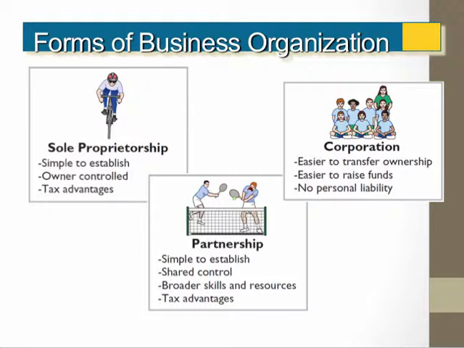Depending on the nature of the business and how you might think it might grow, you may choose one of these possible forms. The simplest form is the sole proprietorship. The most sophisticated is a corporation. Note some of the pros and cons listed on this slide.